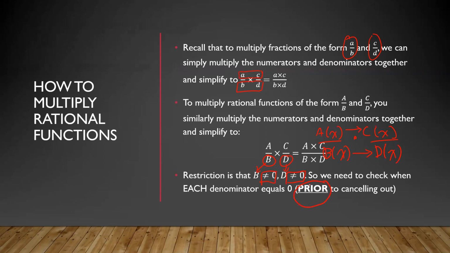We're still going to be canceling out common factors just like we did before. If you have a common factor, like (x plus 2) over 4 times (x plus 2), this is a very simple example, I'm allowed to cross cancel it. But before you cross cancel or simplify, you need to first identify what your restrictions are. So you do that before canceling out. You check when the denominator is equal to 0, and that's what we're doing here.